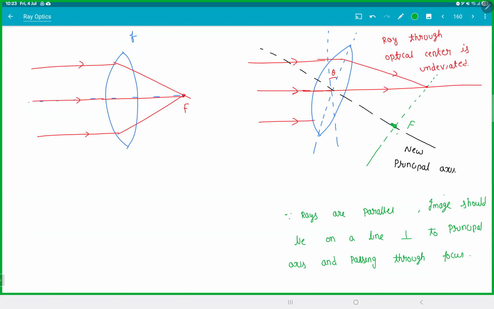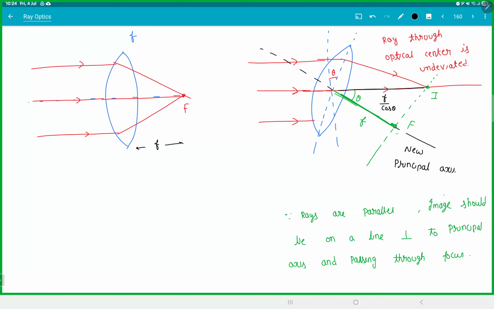Whenever you tilt the lens, think of it like this. Instead of tilting the lens, you're just tilting the object, isn't it? So this length will be f. This angle will be theta. This will be the new image. This length will be f by cos theta. And previously it was f.